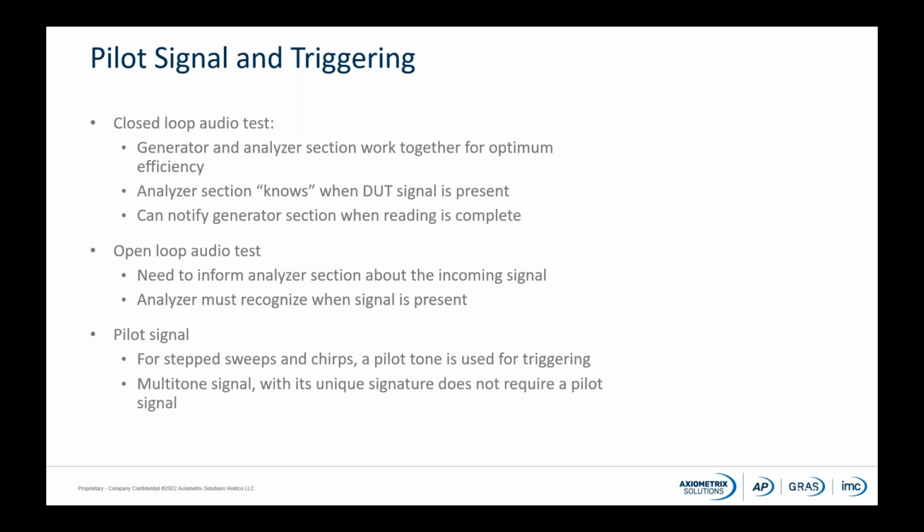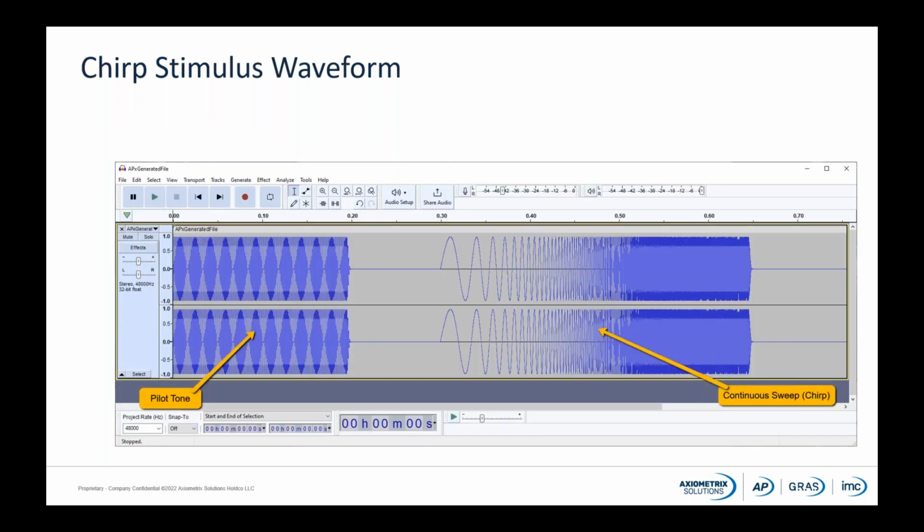When making open loop sweep measurements, we use a pilot tone just before the stimulus signal to trigger the start of the measurement. The pilot tone is usually a 1 kilohertz signal. Here's a view of the chirp stimulus. You can see the pilot tone on the left and the chirp signal on the right.